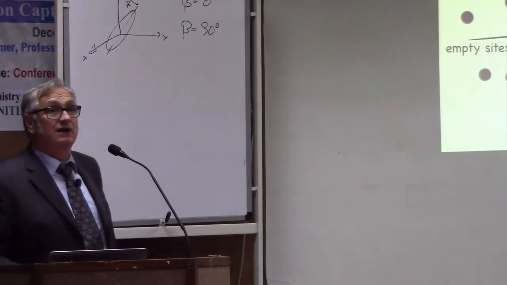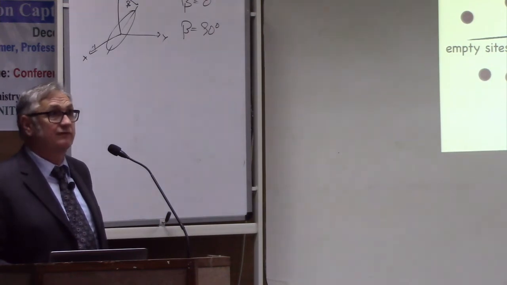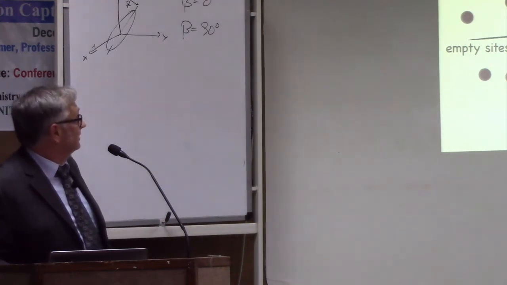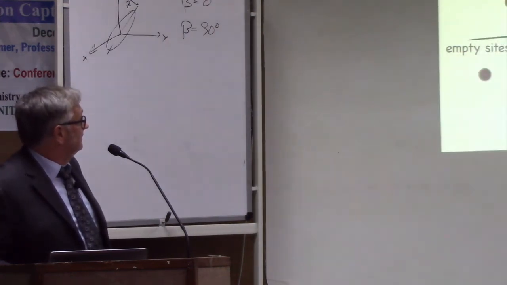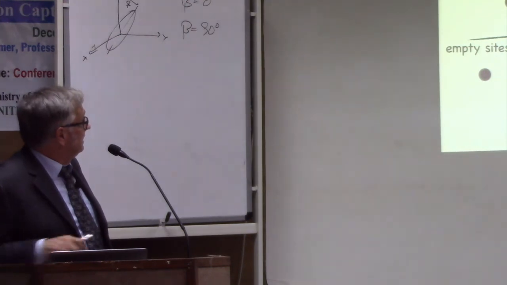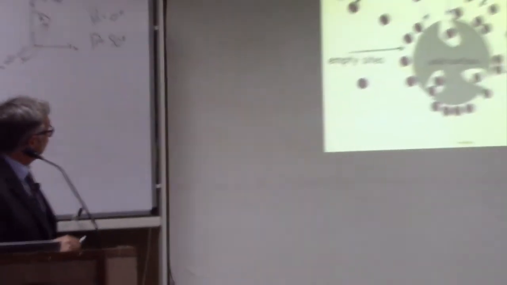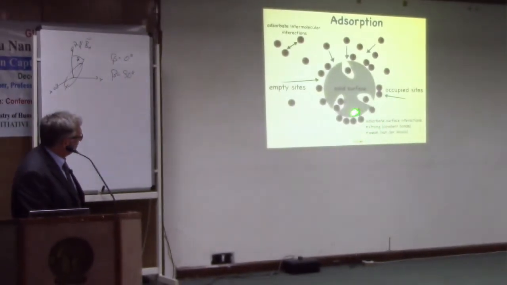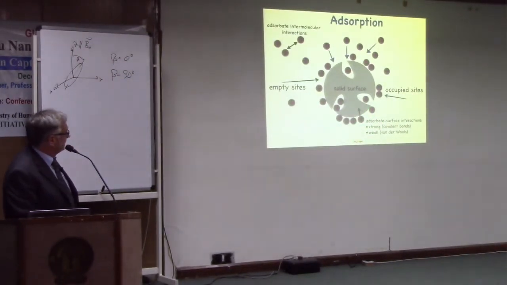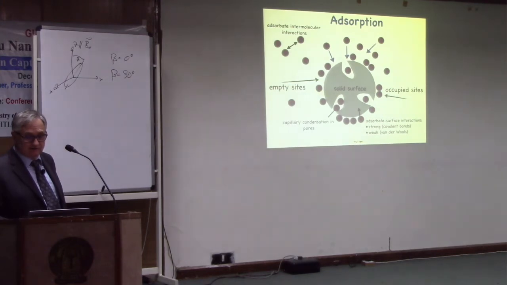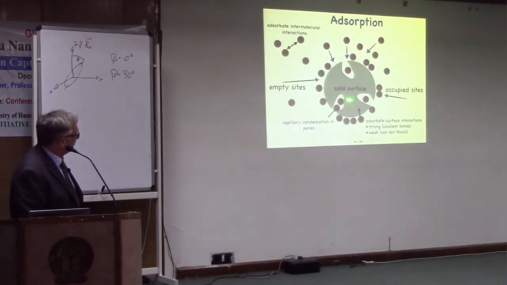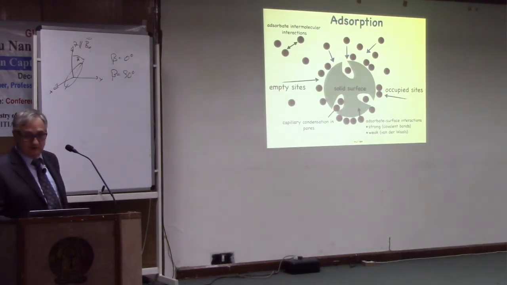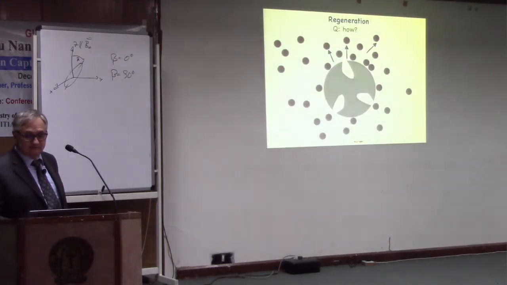Empty sites on the surface. A solid surface is the gray area, and there's an occupied site. And the adsorption process really looks at overcoming adsorbate interactions in the gas phase and having stronger adsorbate surface interactions, either strong or weak interactions. And we have some pores in the material in which CO2 could form a liquid phase.